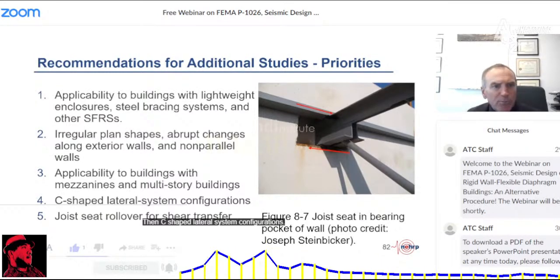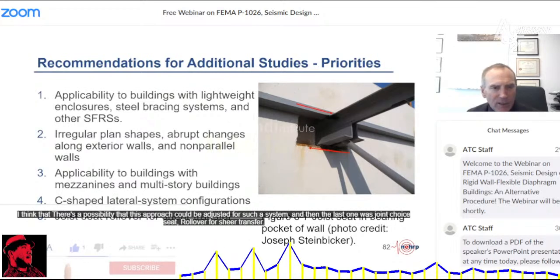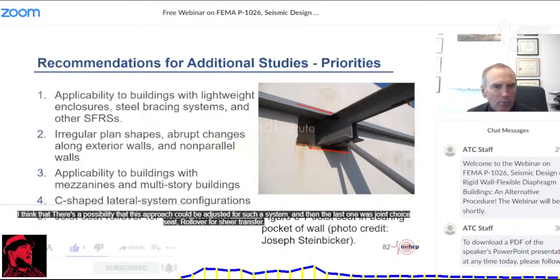And then C-shaped lateral system configurations. I think there's a possibility that this approach could be adjusted for such a system.